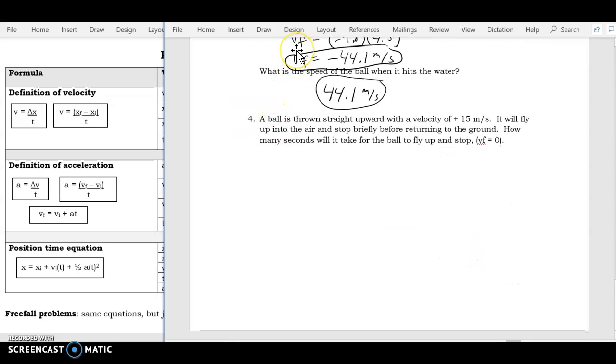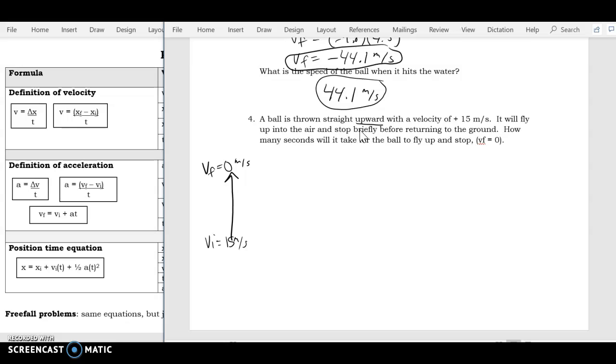All right, number 4, last one, a ball is thrown straight up. Okay, this time we're going up. All the other ones before we were just dropping something down. So in this case, the ball is going up. We're giving it an initial velocity of 15 meters per second to get it up there. It will fly up into the air and stop briefly. Okay, so that means at the top, the final velocity is going to be 0 as it stops. Then it's going to return to the ground.